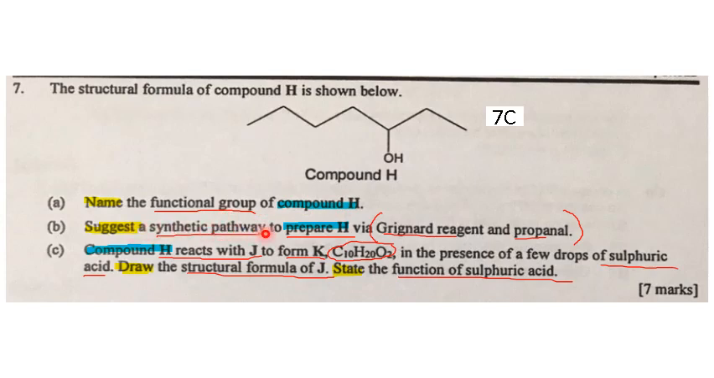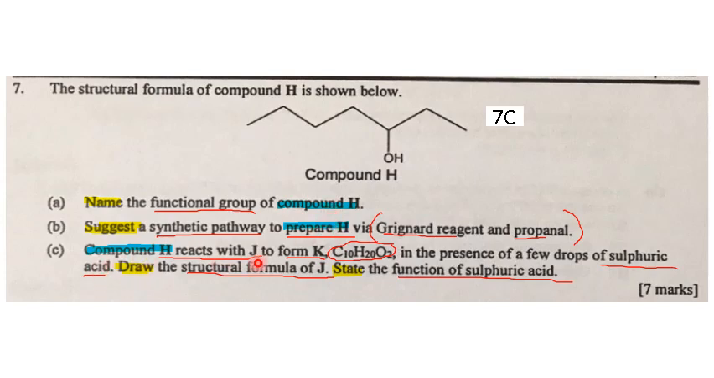Suggest a synthetic pathway to prepare H, where the Grignard reagent and propanal are used. Propanal is a 3-carbon compound. Compound H is a 7-carbon compound, meaning that the other reagent that reacts with propanal is a 4-carbon compound. If I want to form an alcohol, reacting with propanal will form a secondary alcohol. So this is a haloalkane.